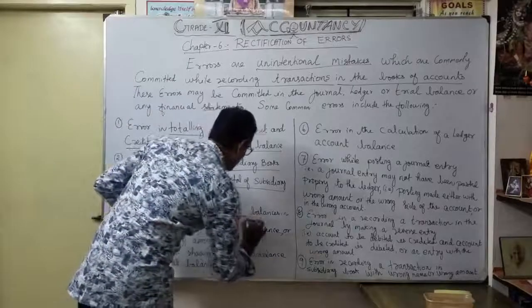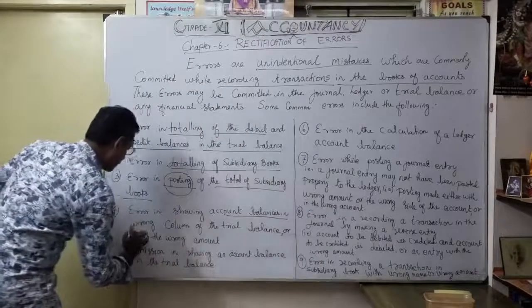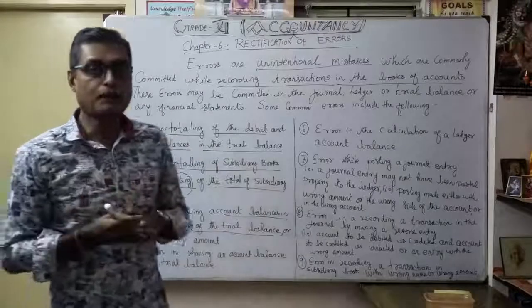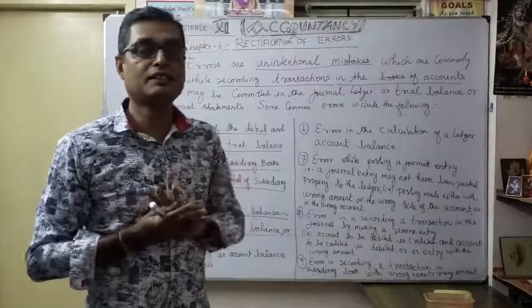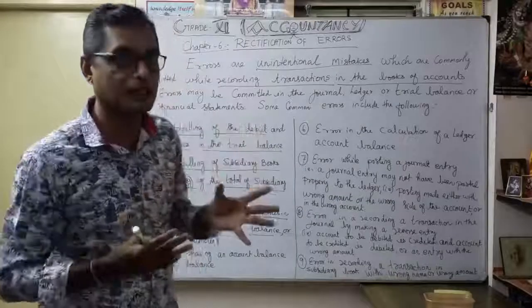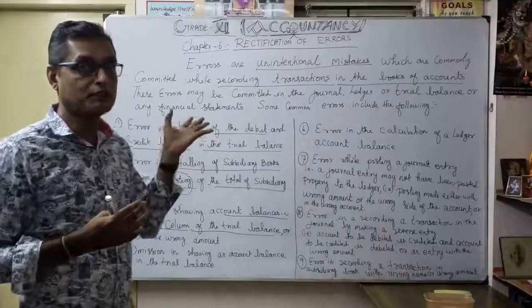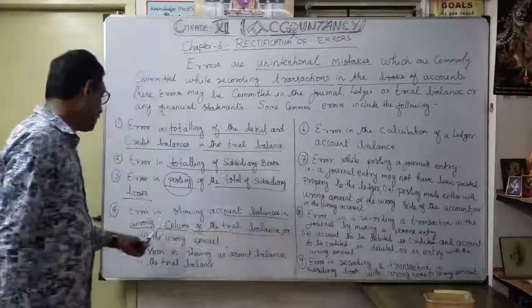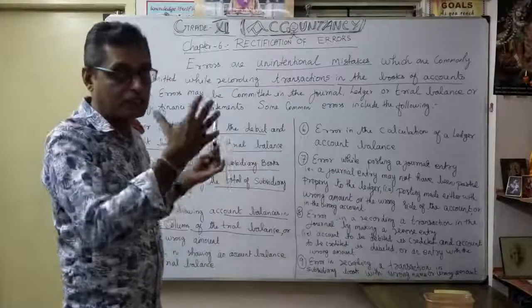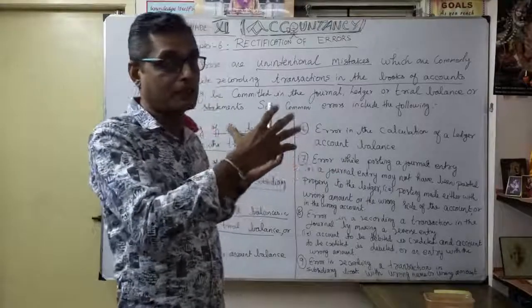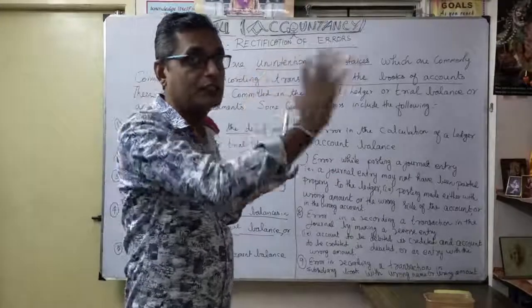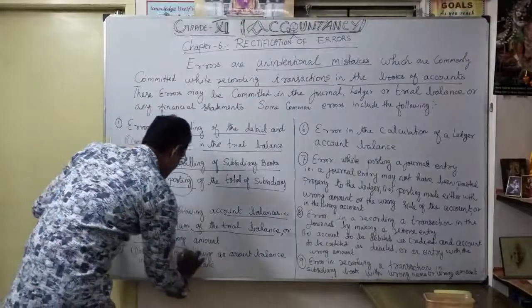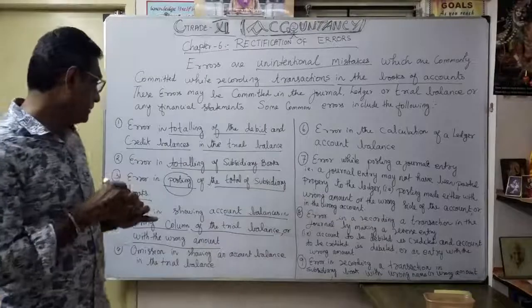Showing account balances in the wrong column of the trial balance. So what happened? For example, furniture is an asset, so it comes under debit balance. But you showed the wrong balance. That's what they say: showing account balances in the wrong column of the trial balance. As furniture is an asset, but what happened? You wrongly showed it in the credit balances or with the wrong amount. Understood? Maybe the wrong column.